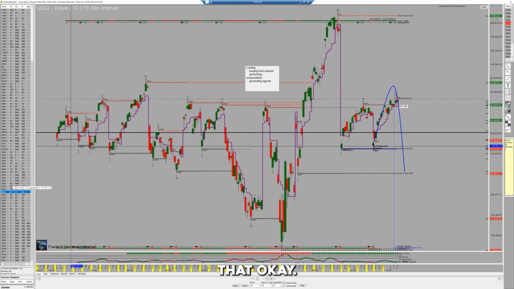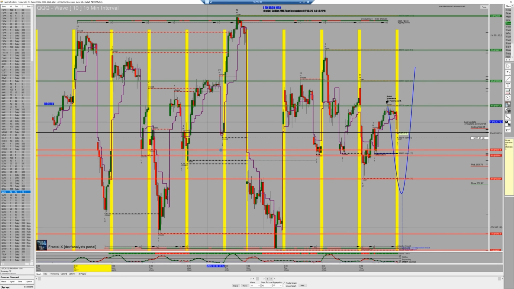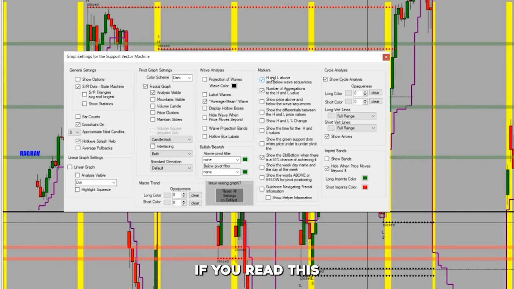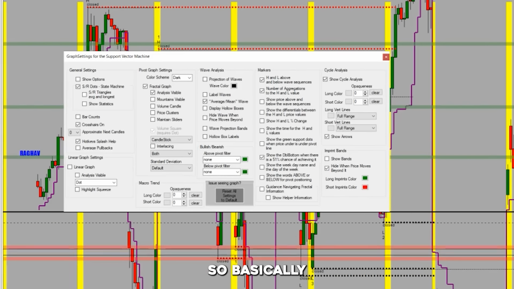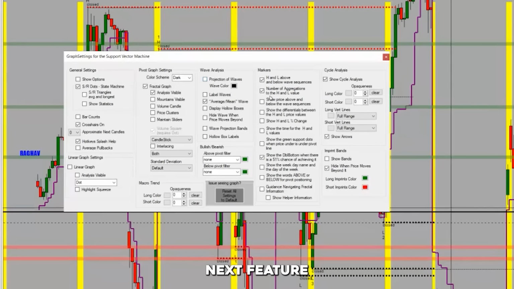That makes sense. The next thing we have to talk about is the markers. So basically, H and L. If you read these, they're going to make sense. There's no rocket science in it. So H and L, above and below wave sequences. Basically, it marks whether the wave sequences are forming highs or lows. It's going to mark the H and the L letters. If there's an L formation right here, it's going to mark it as L, but not show the number. That is the next feature.